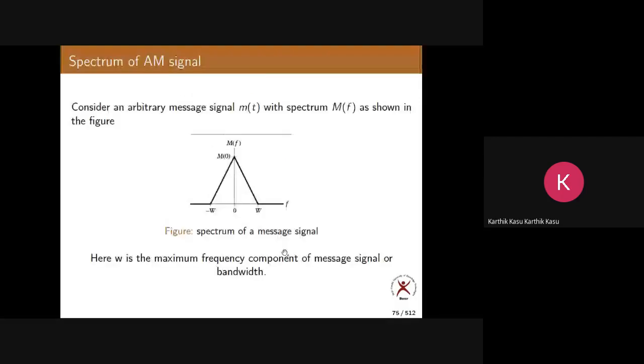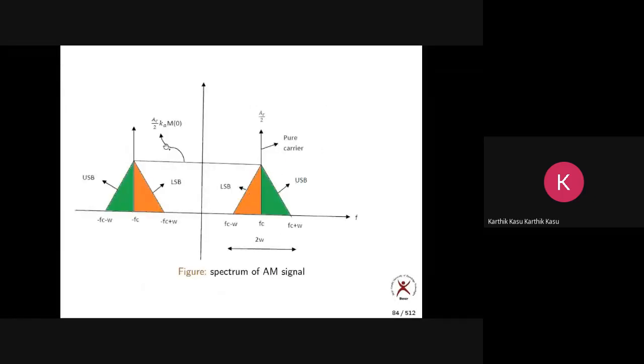So it has a bandwidth of how much? W. I told you, don't think about the negative side. Only think about the positive side. From 0 to W, the bandwidth is how much? W. In the same way, you take only the positive side of this one. This is the negative side, so don't take it. Take only the positive side. What is the bandwidth? 2W. So this point minus this point, or otherwise the length of this line. How much? 2W.